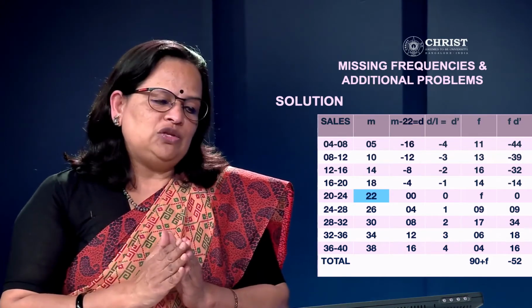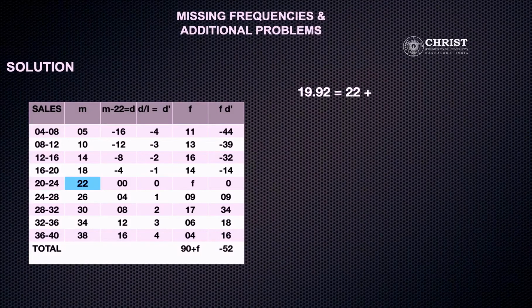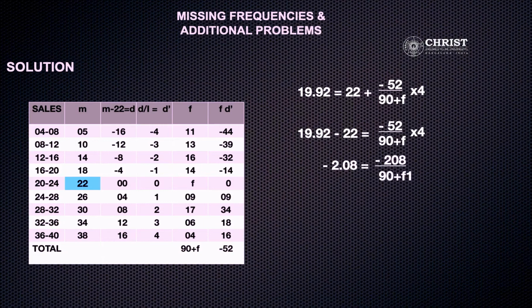Now you have to substitute the values in the equation. So 19.2 is equal to the assumed mean 22 plus minus 52 divided by 90 plus f, into 4. 4 is the class interval. So now, this 22 you can bring to the left side. 19.2 minus 22 is equal to minus 52 divided by 90 plus f, into 4. The difference is minus 2.8. Now when you multiply on the right side, minus 208 divided by 90 plus f. So you have to cross multiply the equation now.